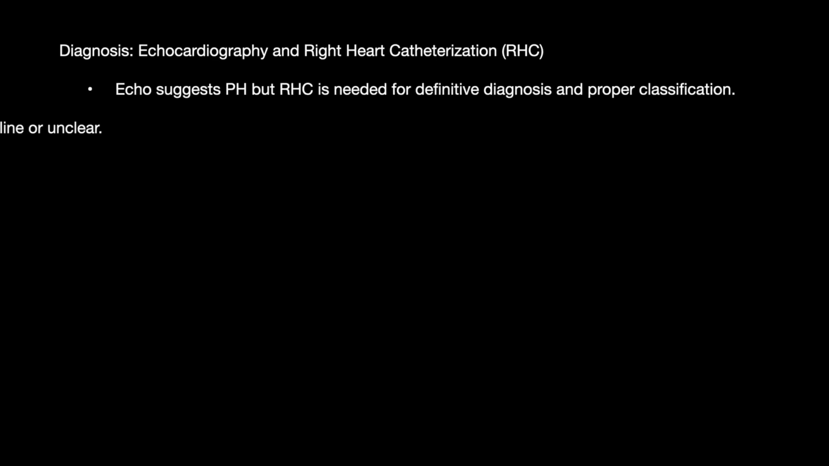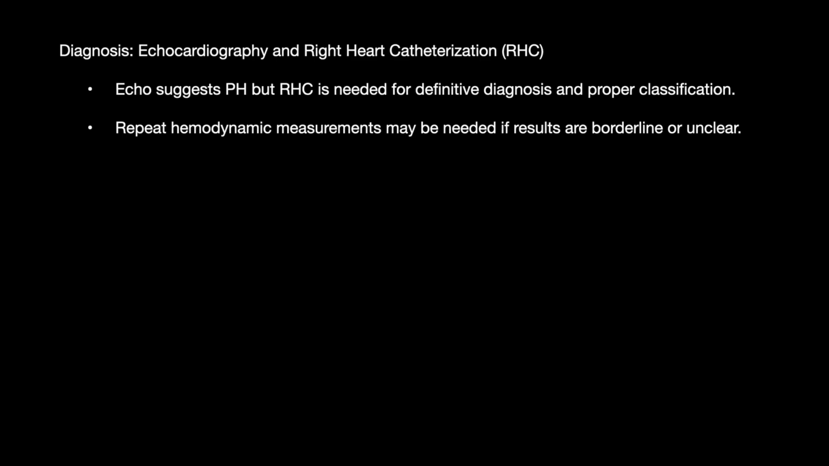Pressure volume analysis. Regarding the diagnosis, the echocardiography and right heart catheterization can be done. Echo suggests that there is pulmonary hypertension but right heart catheterization is needed for definitive diagnosis and proper classification. Repeat hemodynamic measurements can be needed if results are borderline and unclear.